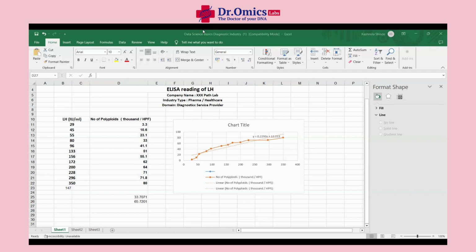Let me see, if you want to say something. Okay, Aditi Mehta, please once again understand that this is the equation. Okay, y is equal to 0.2293x plus 12.01.